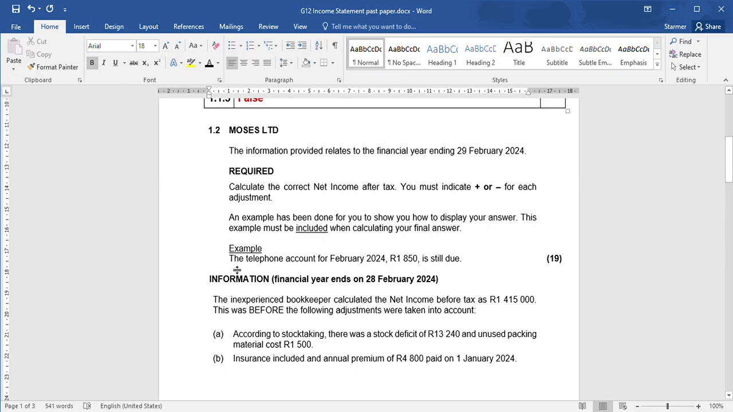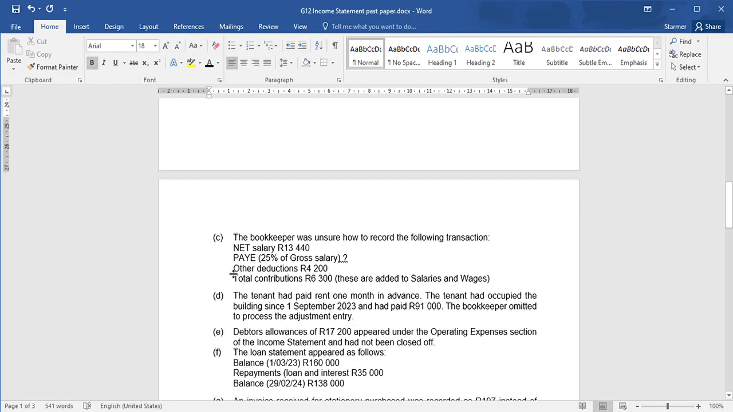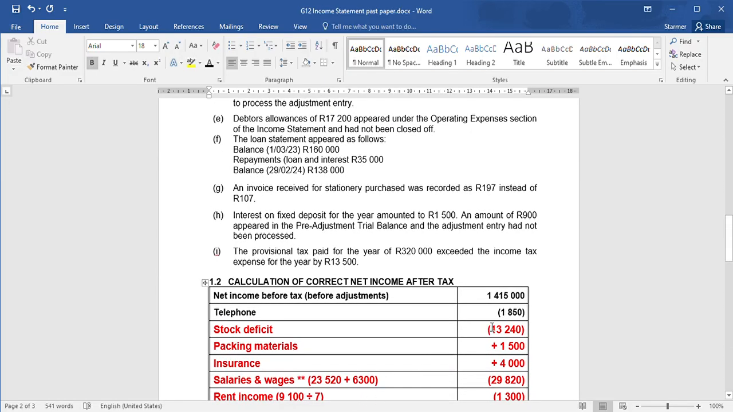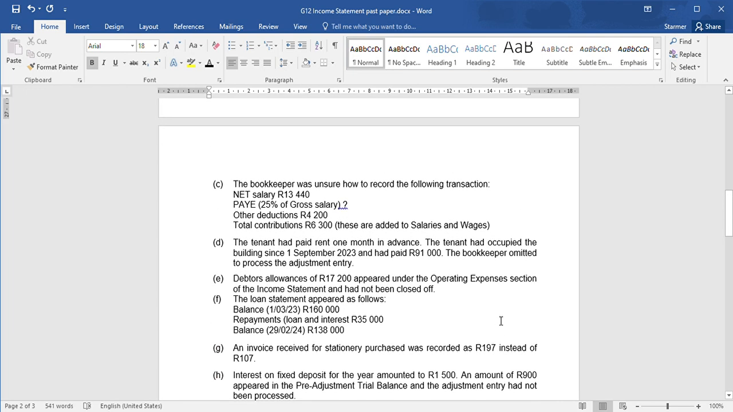So the first example here says the telephone account for February is still due. Remember, you're trying to record the amount that you should have paid. So if you haven't recorded that telephone, then you're going to need to add that to your expense. If you add to your expense, your profit is going to decrease. I've just put my negative numbers in brackets, but strictly speaking, I suppose you are supposed to put the negative sign. Okay, the next one.